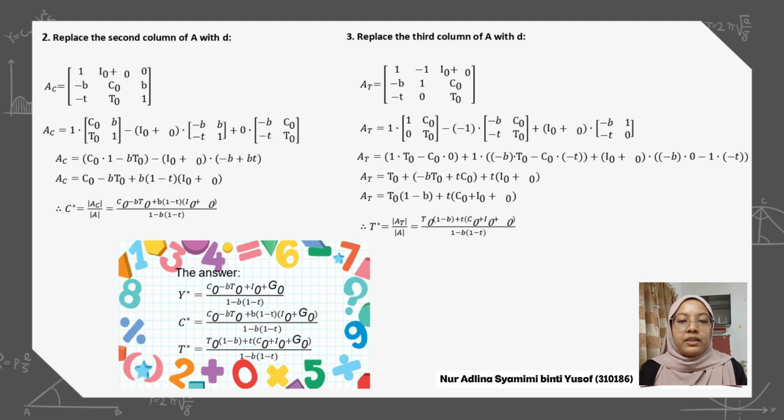To sum up, Cramer's rule provides a systematic way to solve for Y star, C star, and T star by using the determinants. It is especially useful when dealing with a system of equations like our national income model.